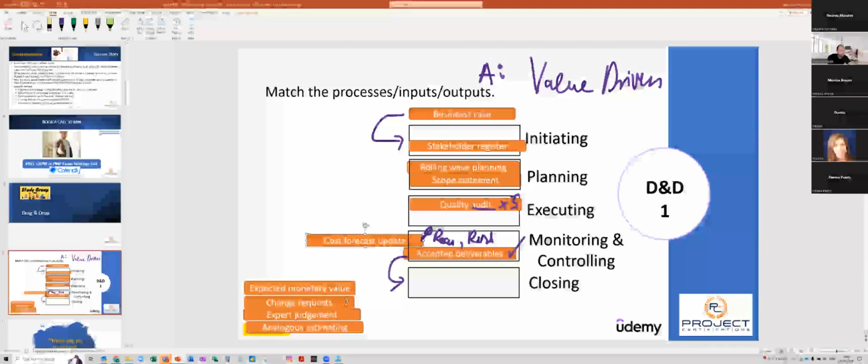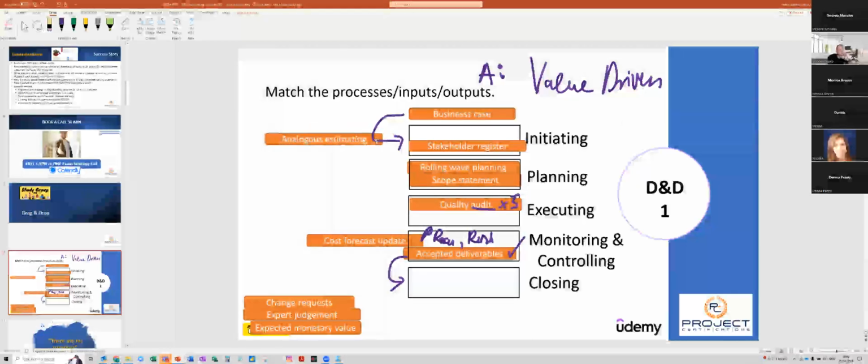Also, I would say 2 more tricky ones. One is the analogous estimating. Now, the trick with analogous estimating is that this is explained in planning, but the problem is it is never used in planning, it is always used in initiating, because this is a high-level estimate. And in planning, I do not need a high-level estimate. I'll give you a very good example. So you're doing an analogous estimate, which is a like-for-like estimation from past projects you have executed.